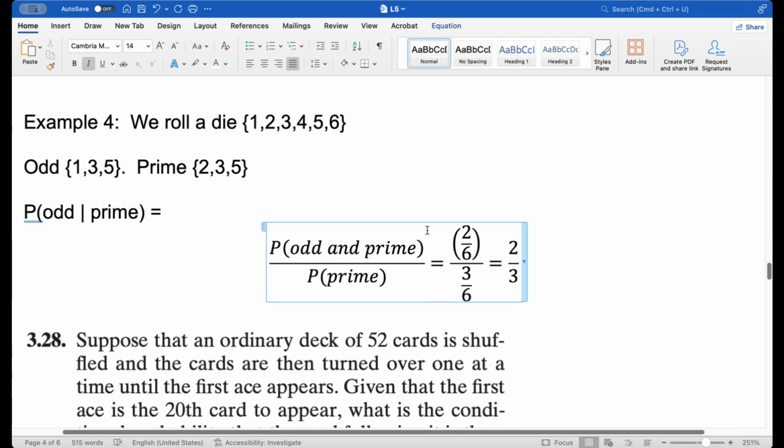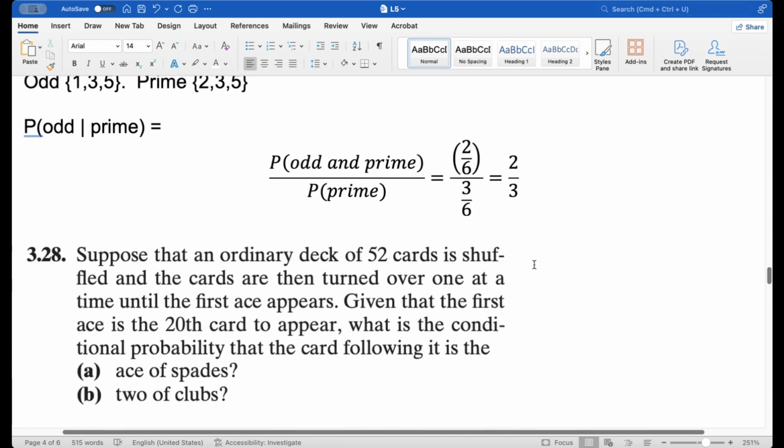So there's a 2 out of 6 chance of getting an odd and a prime, 3, 5. That's 2 over 6. The probability of getting a prime is 3 over 6. And the 6's cancel out. In a lot of these problems, if you keep track of your common denominator, you can kind of skip over that division by the total number of outcomes there and go directly to the 2/3.